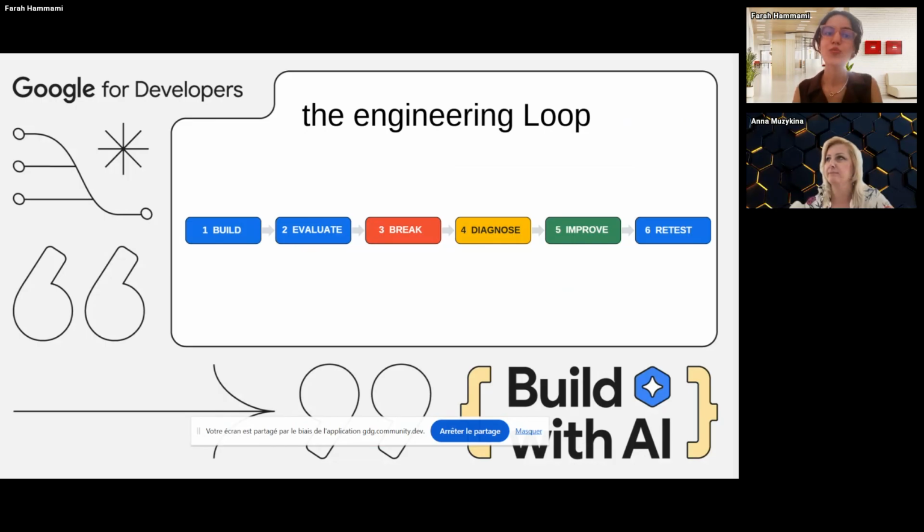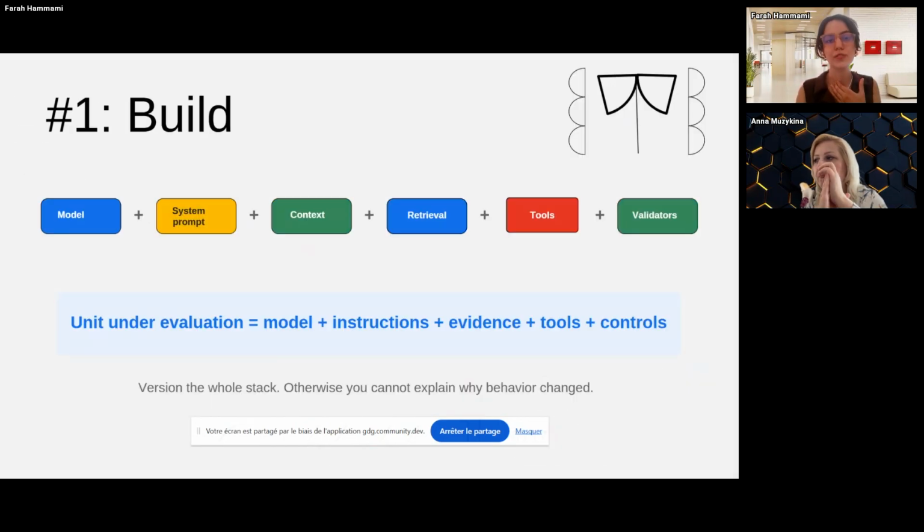And trust me, it works with all AI systems, regardless of their nature, whether they're simple assistants, RAG systems, agentic systems, or multimodal systems. This is always the case. And this is the mindset that we have to share together to build responsible AI systems.